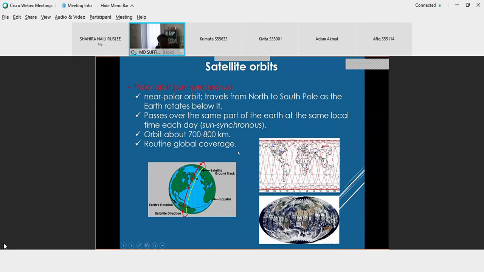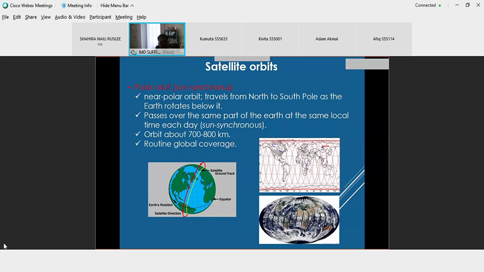Sun synchronous. Sebagai contoh MODIS, kita ada MODIS Aqua dan juga MODIS Terra. Aqua biasanya dia akan overpass our area at 1:30 PM and Terra overpass our area at 10:30 AM.